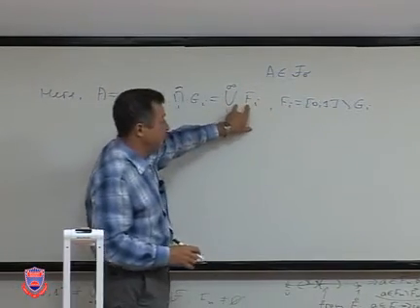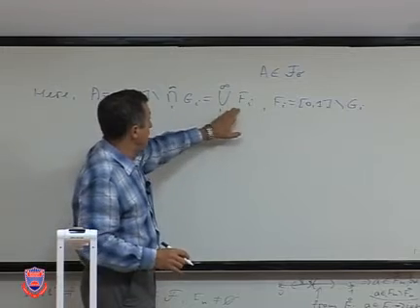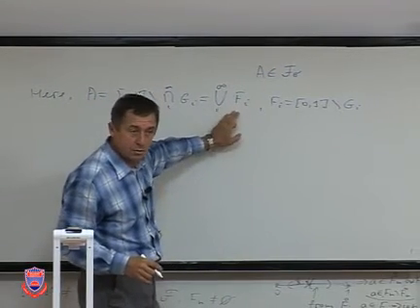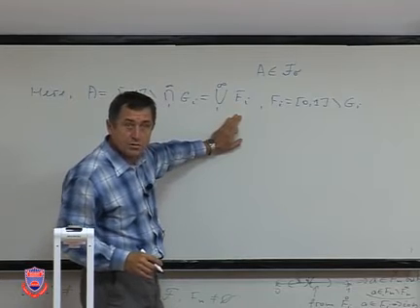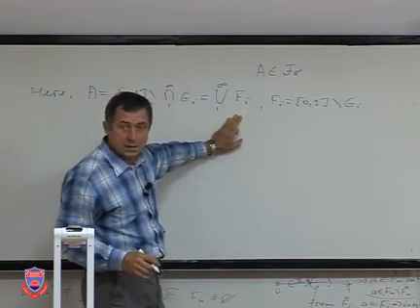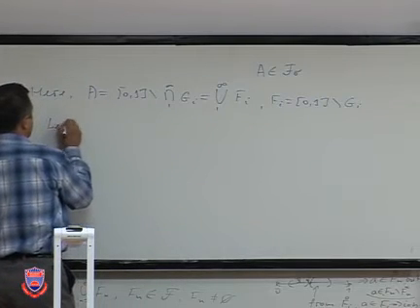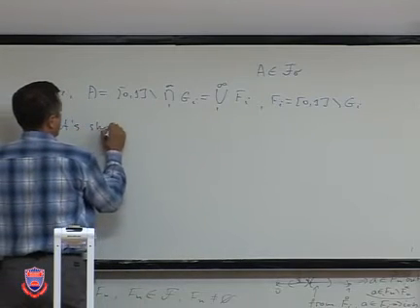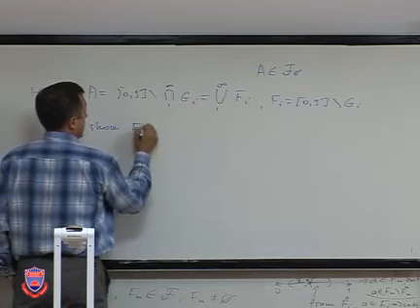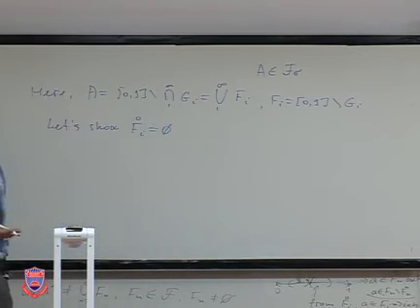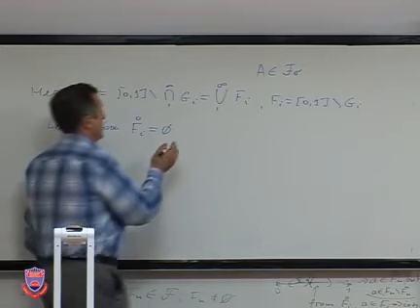From this representation, we see that A is of the first category because it is a countable union of closed sets. It's enough to show that each such set has an empty interior. Let's show that the interior of F_i is empty. Indeed, this is more or less clear. Why is this more or less clear?